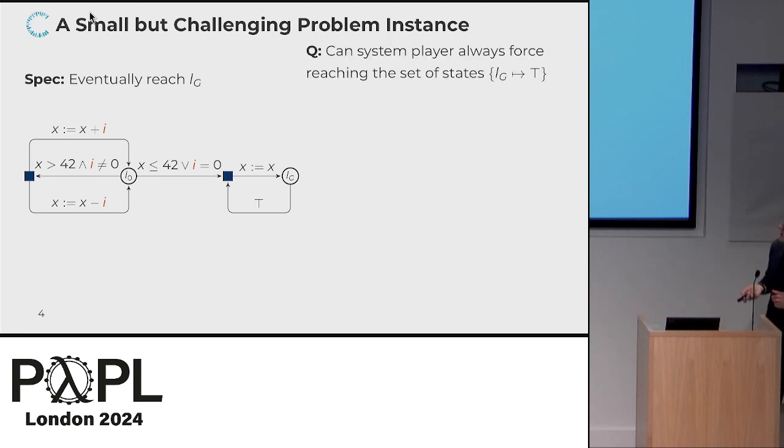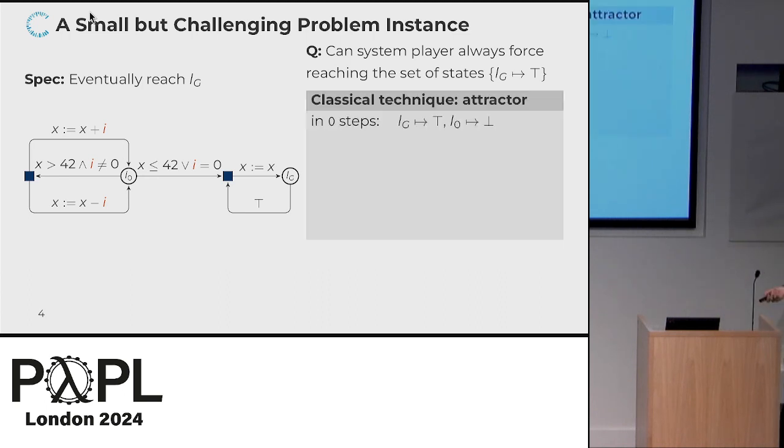So a bit more technical question that we can ask ourselves is, can the system player always force to reach the set of states that looks like that? That basically means, like in location G, we accept this is like a symbolic representation over these program variables. So this is the set of states that we want to reach. And the classical technique to actually compute reachability in game solving is the so-called attractor.